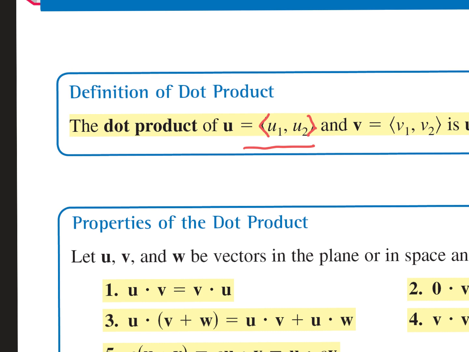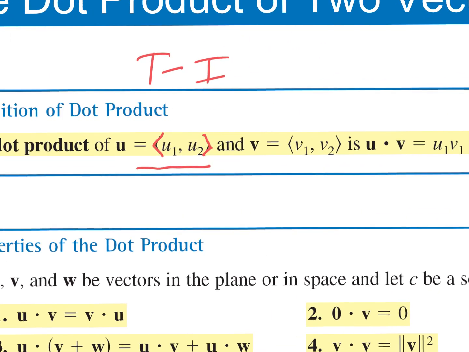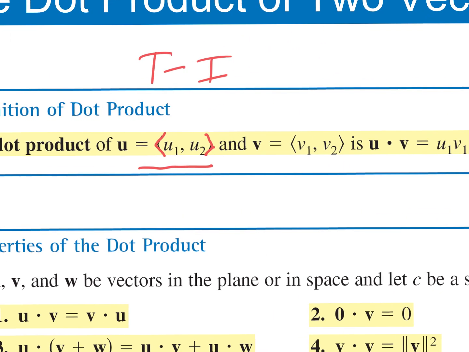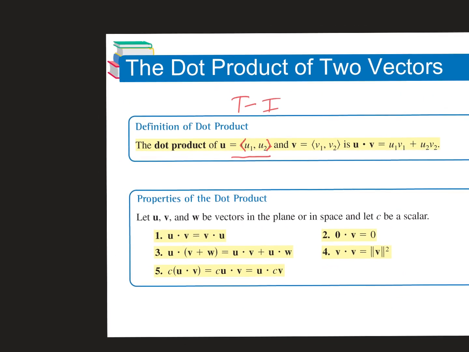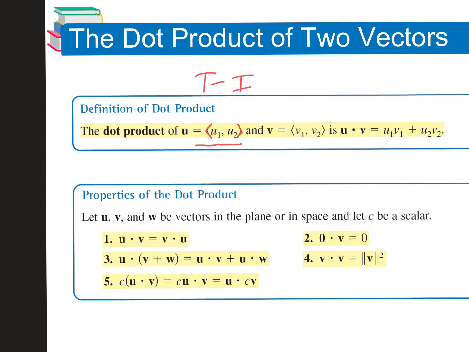How do you find the component form of a vector if you have two points? You subtract the initial from the terminal. Terminal minus initial. That's real important. And then once you get that, you have your vector. So today, you can add them, subtract them, multiply them. Today we're going to talk about something called the dot product.